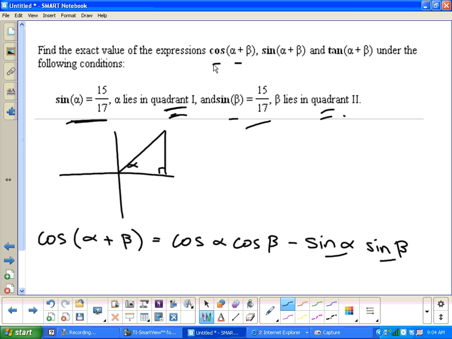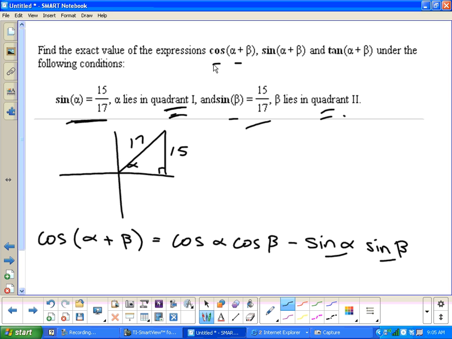I'll be sure to label it alpha because I don't want to get my two triangles confused. Okay, the alpha triangle. Now, it tells me the sine of alpha is 15 over 17. How do we say the sine ratio? Right, opposite over hypotenuse. So that would be 15, that would be 17. Now, we're probably going to do that bottom side.